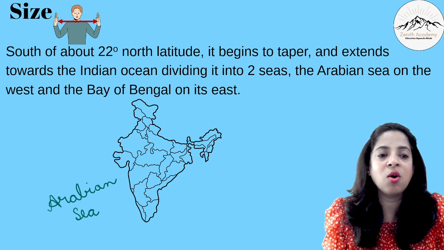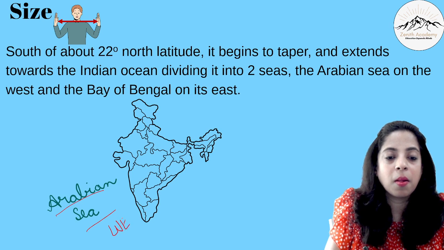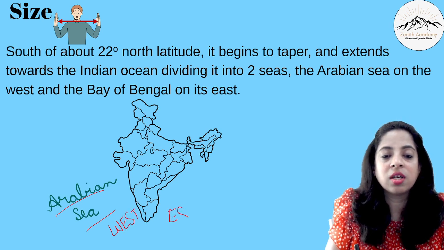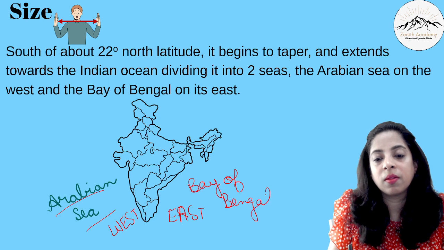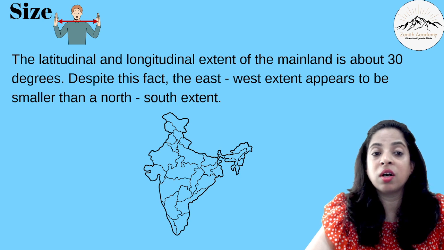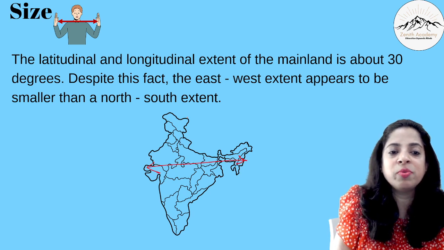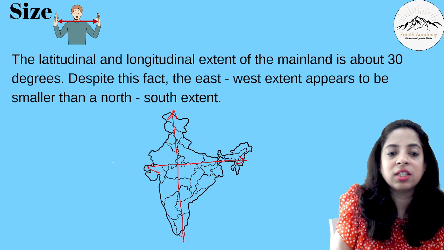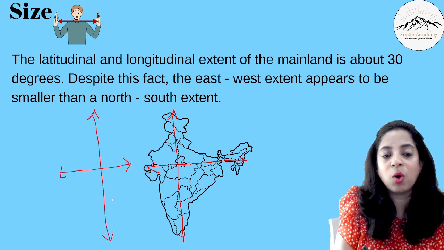The Arabian Sea on the west. Okay, Arabian Sea here is towards the west. And towards the east, we have the Bay of Bengal. I had already shown you in the previous picture. Now, the latitudinal and longitudinal extent of the mainland is about 30 degrees. Despite this fact, the east-west extent appears to be smaller than the north-south extent. North-south extent is bigger, whereas this is a little smaller.